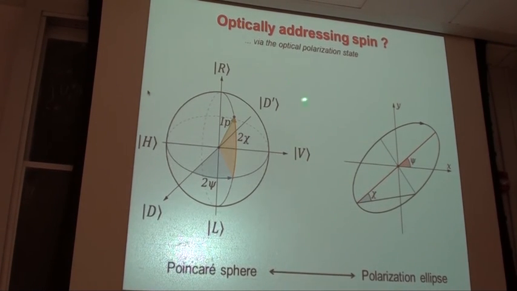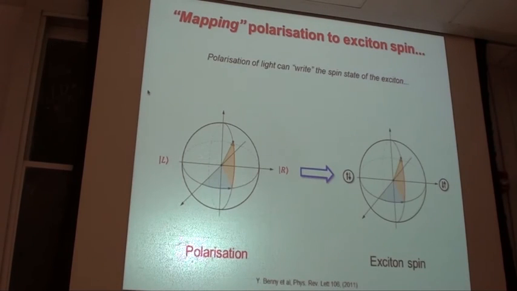And a much nicer way to represent it for my talk today is by using the Poincaré sphere. That is a sphere where you have, along different axes, a right circularly polarized state, a left circularly polarized state, and in the equatorial plane, the linearly polarized states: horizontal, vertical, diagonal, and anti-diagonal. Now the correlation between the polarization and the spin is quite clear to see.